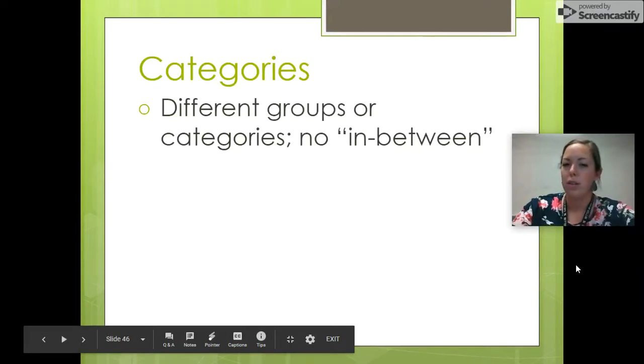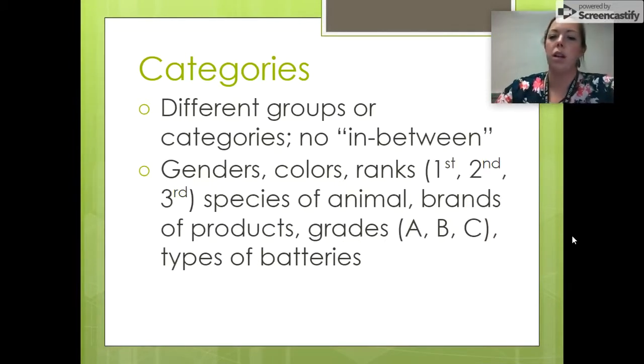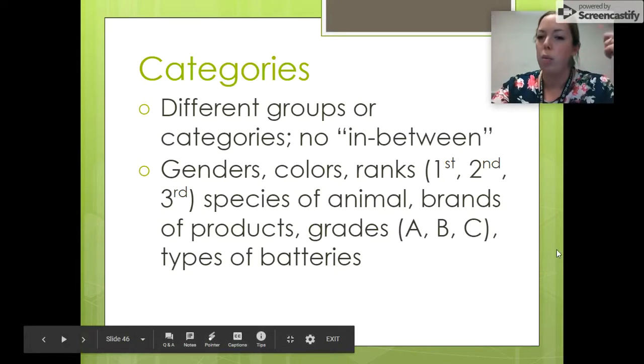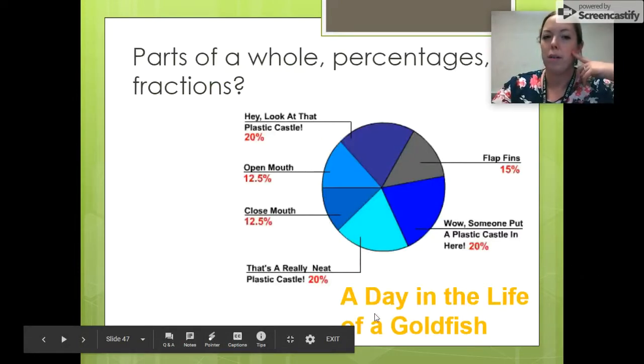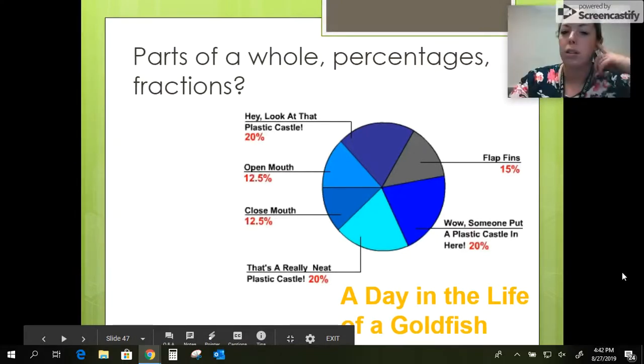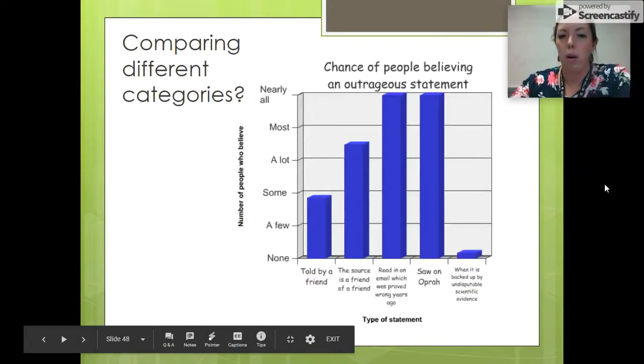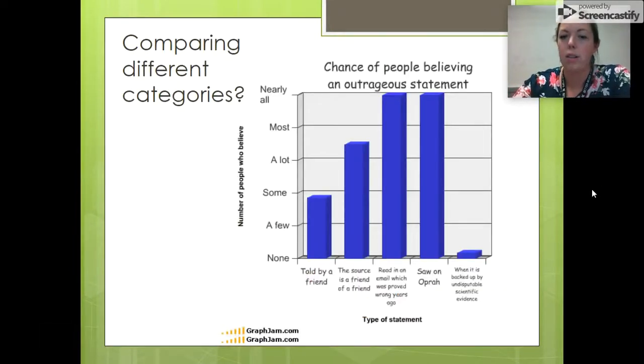Categories would be a situation where you have different groups. There's no in between. This might be something like colors, genders, ranks, first, second, third, different species, different grades. It could be anything like that, things that are in categories. So you're probably already thinking about what graph might be best. A pie chart might be good for something like this. Another thing that might be good is a bar graph, when you're comparing different categories.